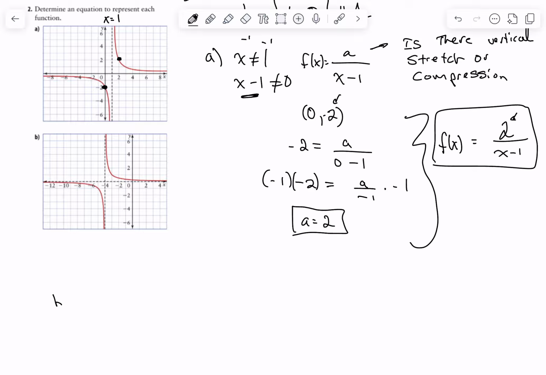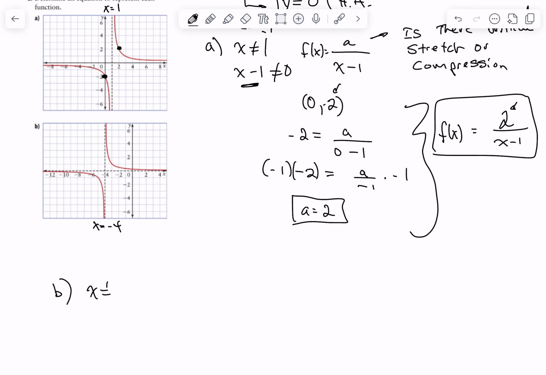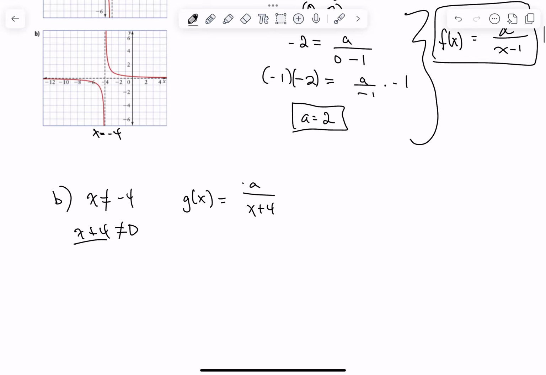Okay, so for question B, we're going to do the same thing. It looks like I have a vertical asymptote at x equals -4. Okay, and so I can say, well, x can't be -4, and so x plus 4 can't be 0. So there's the piece in your denominator. And again, we could write a over x plus 4. Okay, and then we're just going to try and solve for a, again, using a point off the graph.